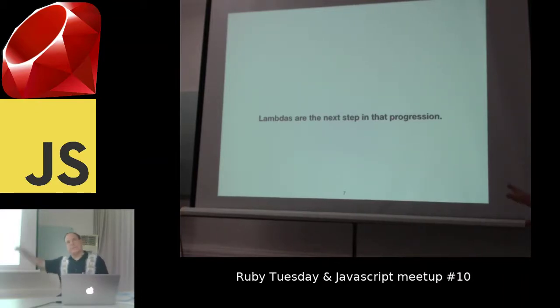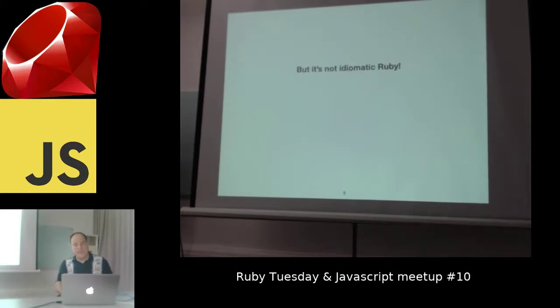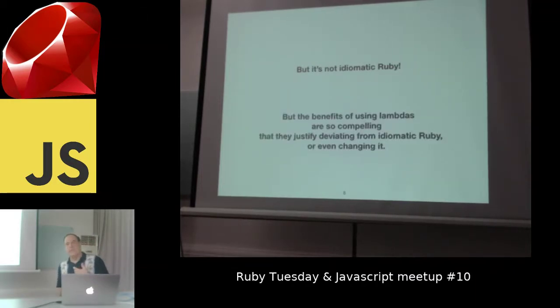And sometimes when people consider lambdas so distant, it's a reason not to use them and not to learn about them. And that, for me, is unfortunate. A lot of times when I've tried to introduce lambdas in code, people have complained, well, it's not idiomatic Ruby. I haven't seen it before, I don't understand it, I don't really want to learn it, so don't use them, right? But my position is that the benefits of using lambdas are so compelling that they justify deviating from idiomatic Ruby, and even changing idiomatic Ruby so it becomes idiomatic Ruby.